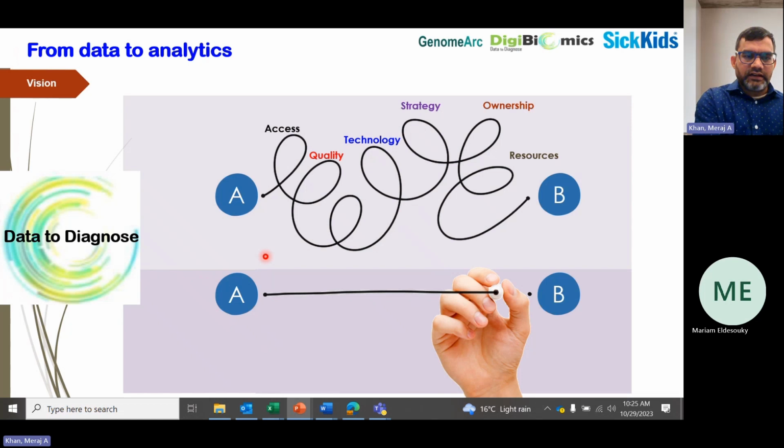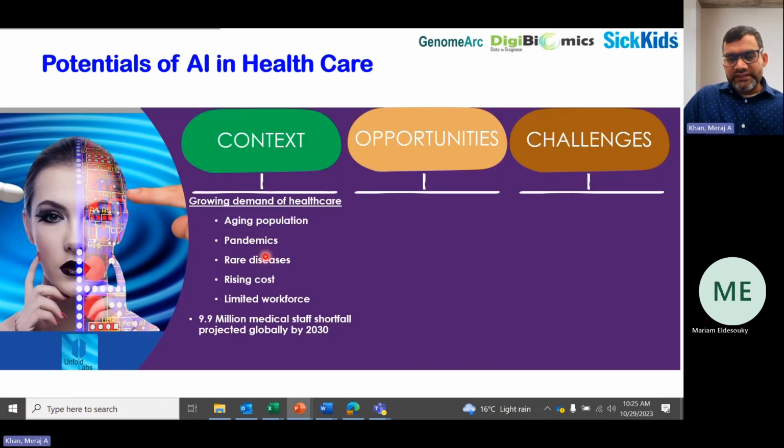Let's say there is a need in GenomeArc of getting genomics data for a rare disease. How can we process the whole end-to-end pipeline so that there is seamless availability of that data so that they can do further research? Here, I'm going to show a glimpse of the importance of AI in healthcare, and that will help us understand how important AI is.